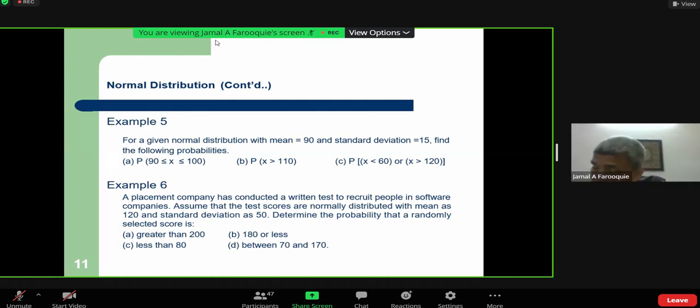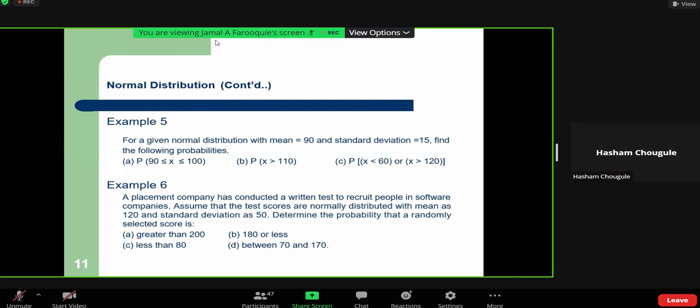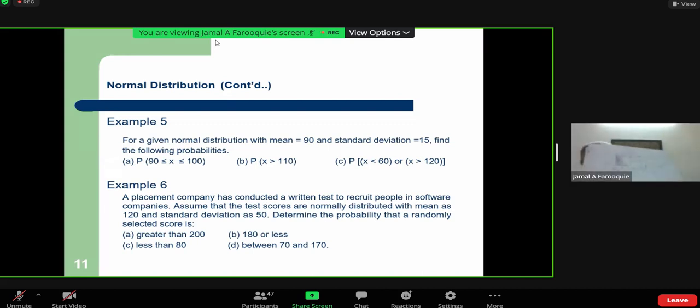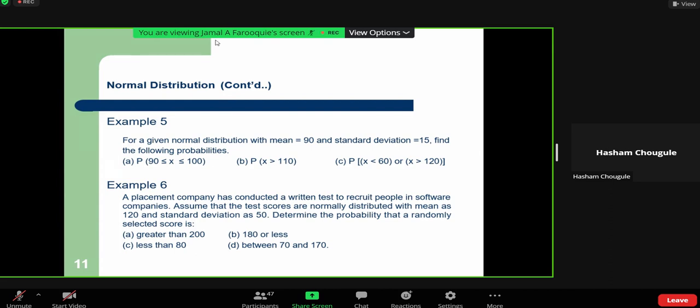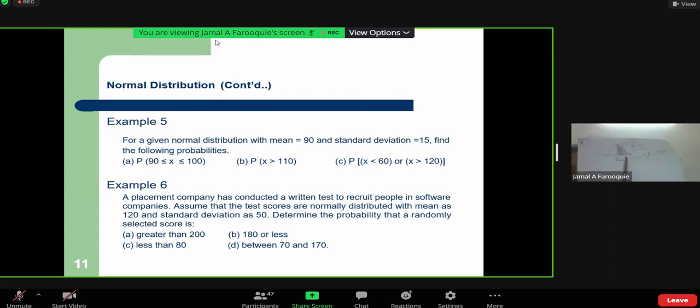What was the value? 0.4452. So 0.4452 is basically this area. Correct, sir. Yeah, from the mean. Mean to this point.